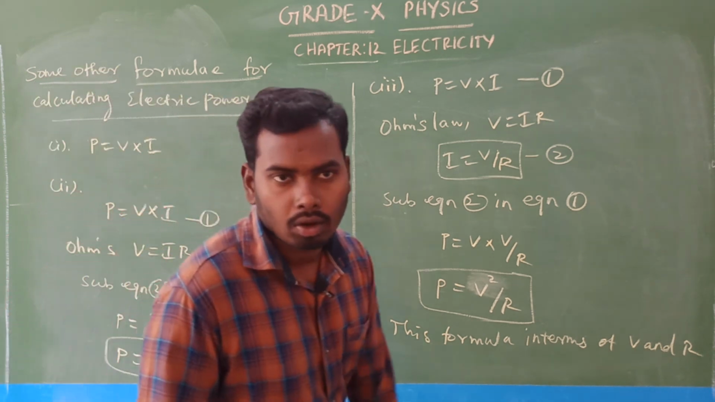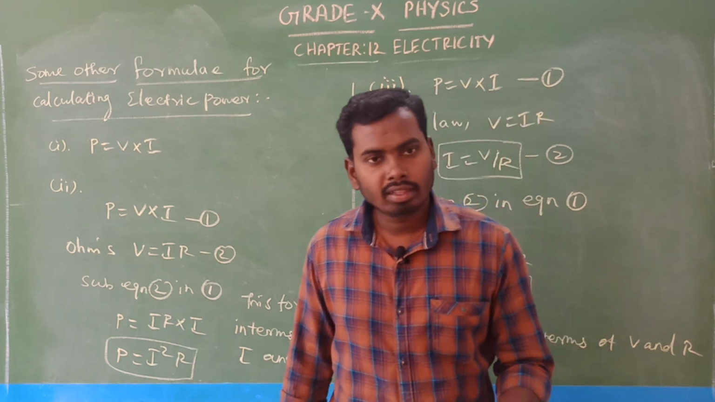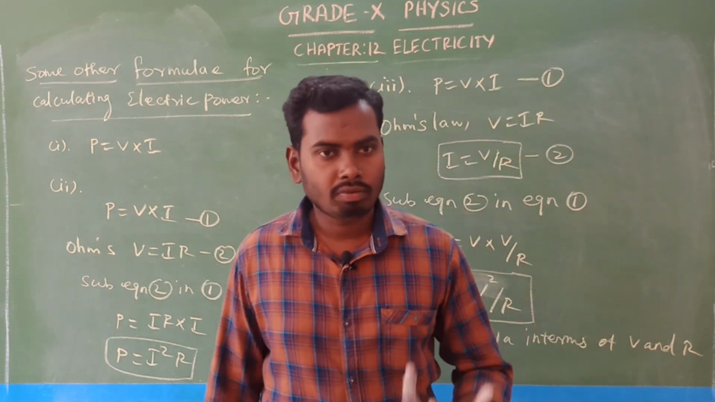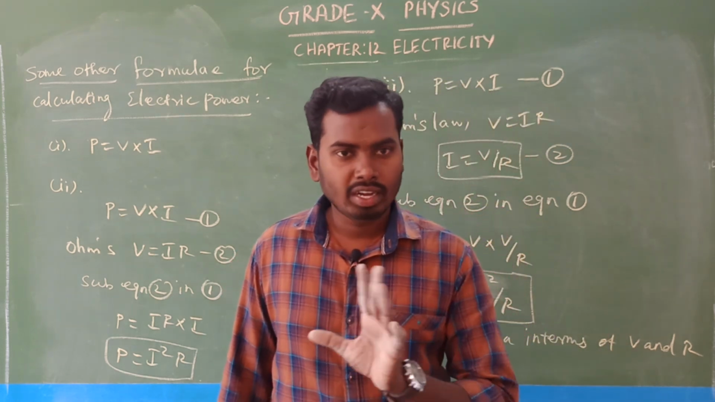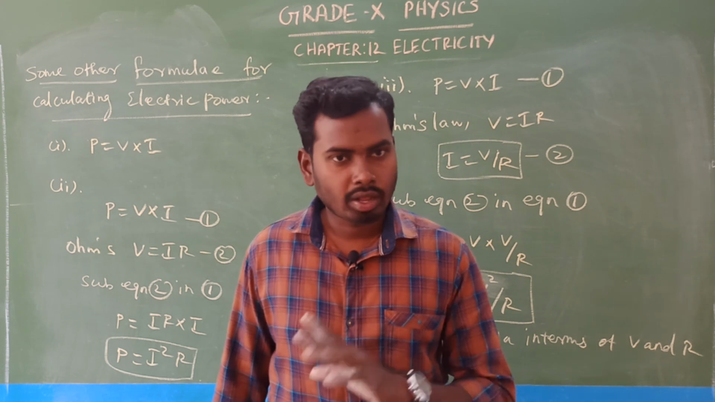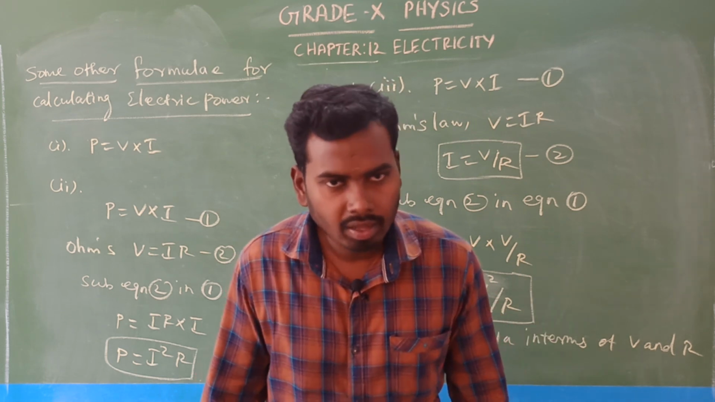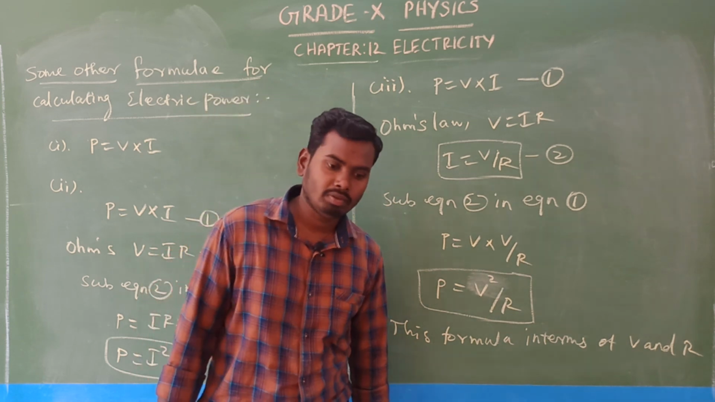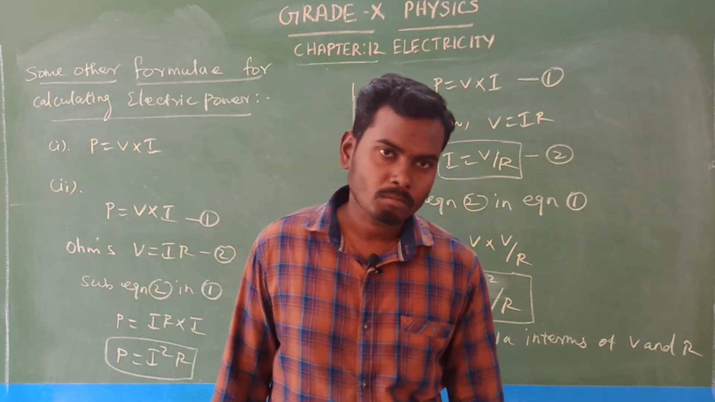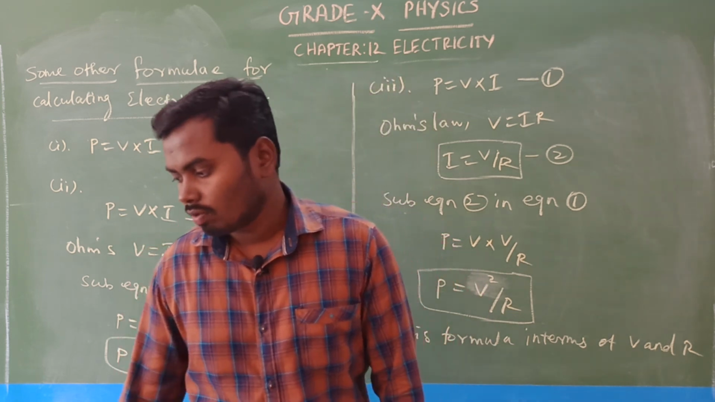So for calculating the power of electrical appliances, we have three formulas. First one P is equal to V into I, second one P is equal to I square R, and third one P is equal to V square divided by R. That's all. Is it clear, students? It's very easy. I hope this class will be very useful for you.